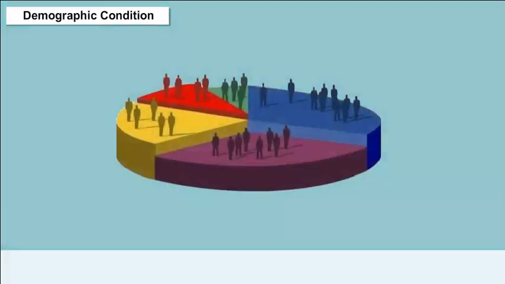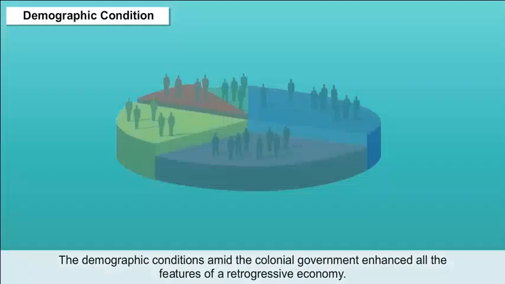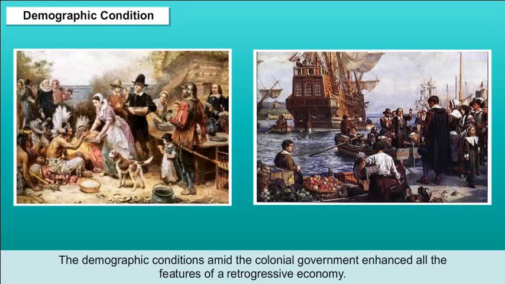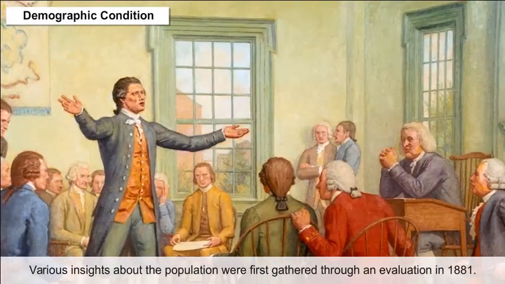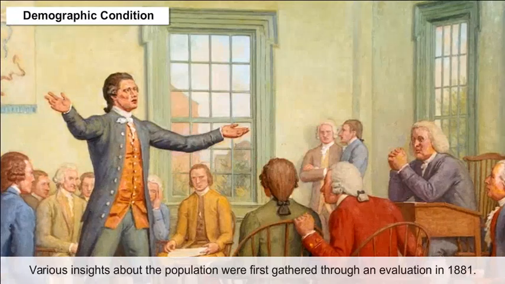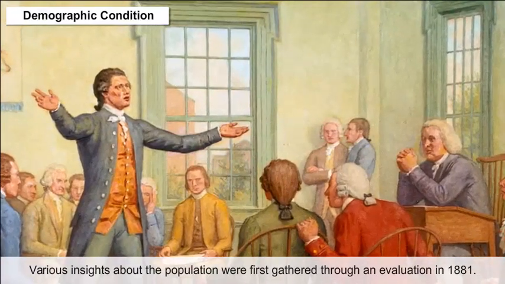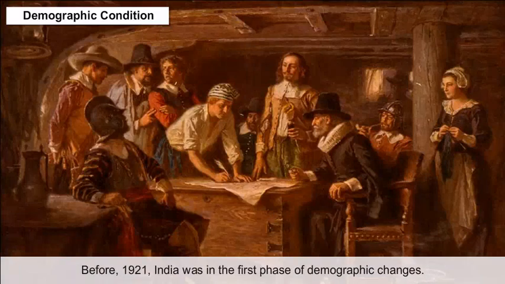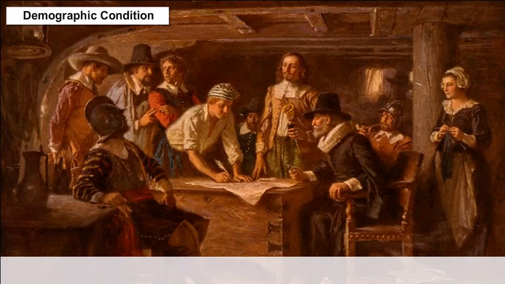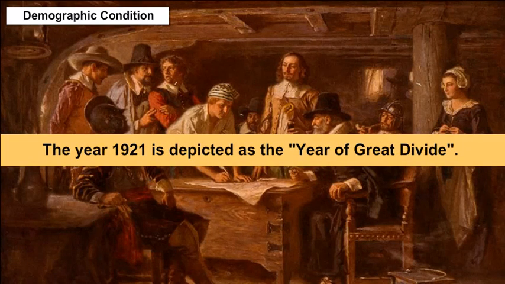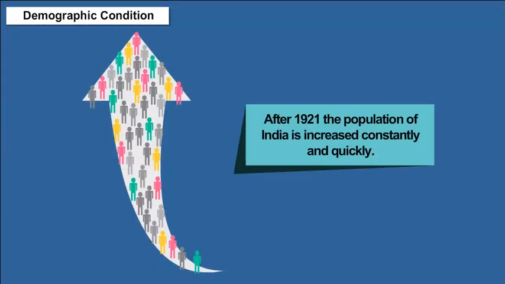Demographic condition. The demographic conditions amid the colonial government enhanced all the features of a retrogressive economy. Various insights about the population were first gathered through an evaluation in 1881. Before 1921, India was in the first phase of demographic changes. The year 1921 is depicted as the year of Great Divide. After 1921, the population of India increased constantly and quickly.